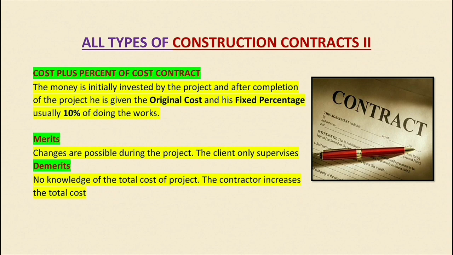In this video we will talk about all types of construction contracts, part 2. In my part 1 construction contract video, I explained three types of civil contracts. When we want to execute our civil works via a third party contractor, we make two types of contracts with him: one is the piecework agreement and the second is the contract agreement. So we have covered three types of contract agreements. Now this is the fourth type.